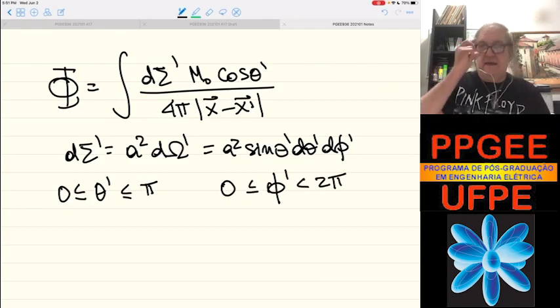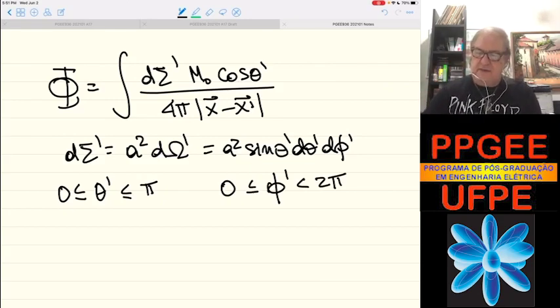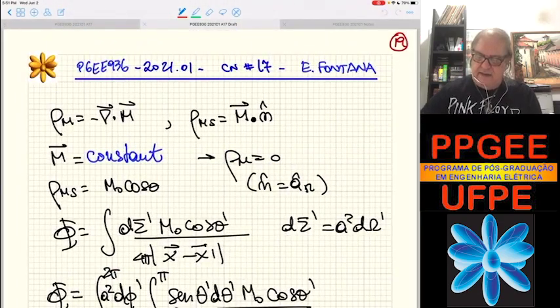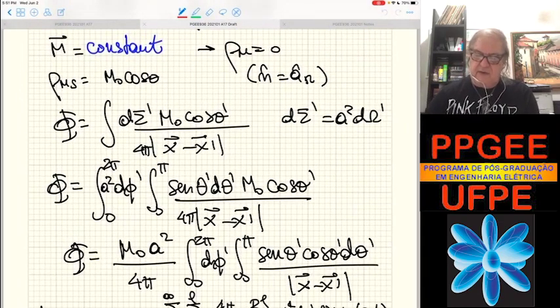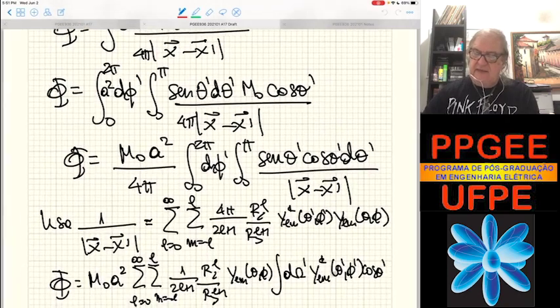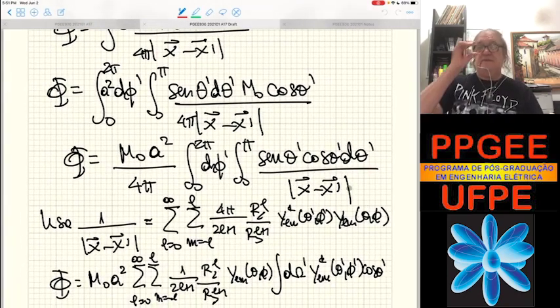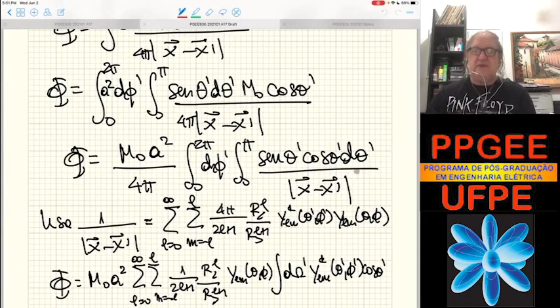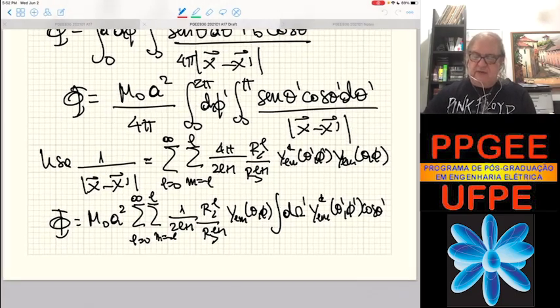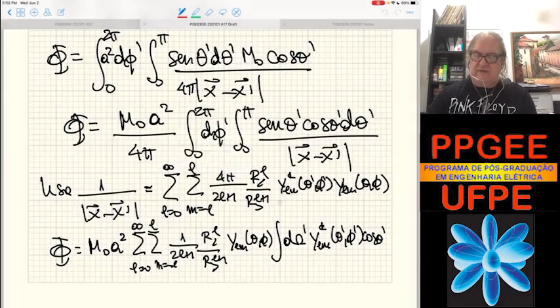Okay. Then we have, well, I'm going to just use the notes. We have that already prepared. So that's the type of integral we have. We remove the constants m0 a squared and 4 pi outside of the integral. We have an integral that involves this and the inverse distance function. In the lecture notes, we have used the addition theorem to calculate the integral, and I'll let you follow the lecture notes. I'm going to make it a little different.